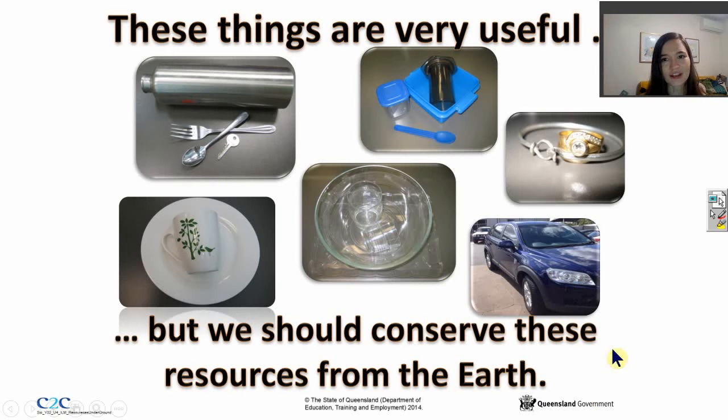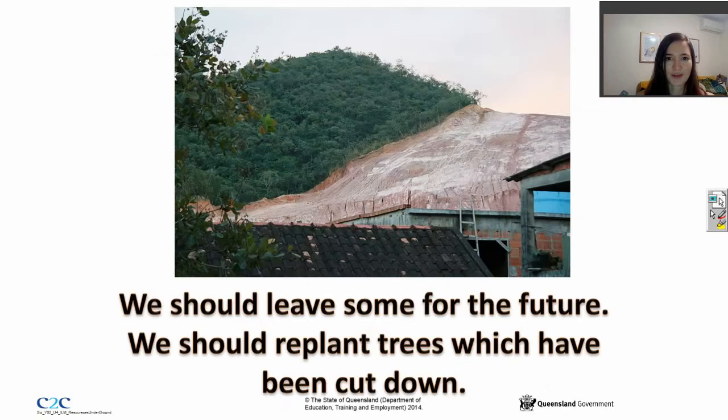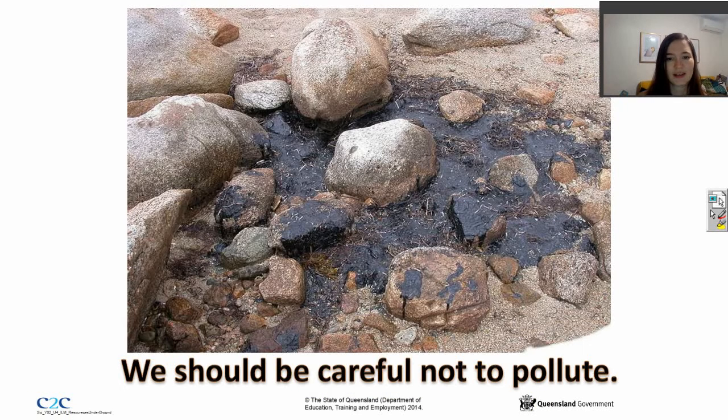Okay, so these things are very useful. We do use these all the time, but we need to conserve these resources from the earth. Because why do we need to conserve stuff? We need to leave it for the future generations. So if we cut down a tree, we should try and replant some trees. We should be careful not to pollute.